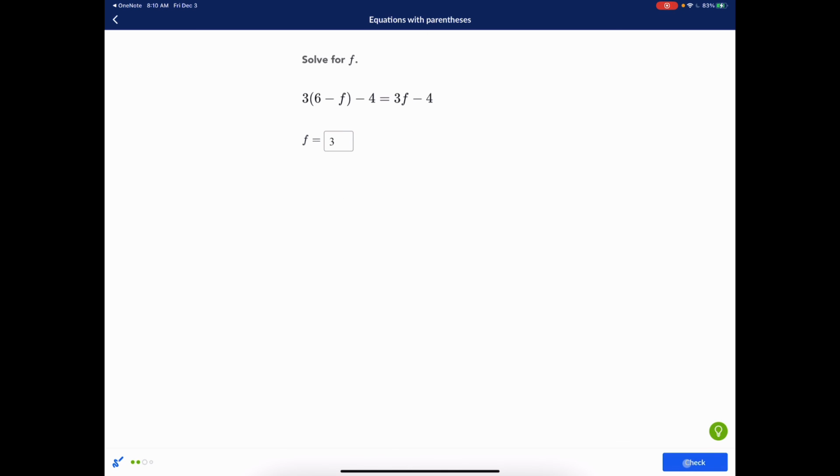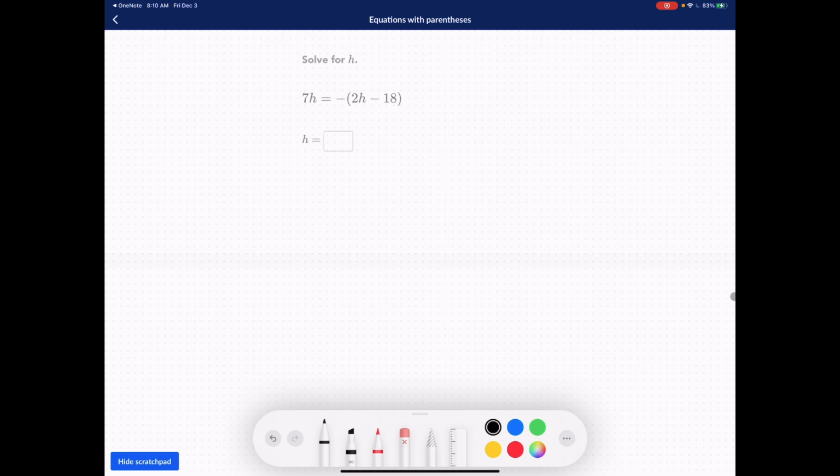Okay. So that's basically it. This is a good one. I do want to talk about this one really quickly. So if there's a negative out there like this, you see a negative sign like that, then it actually just means negative 1 times the parentheses, 2h minus 18. Okay, so I want you guys to write that down in your notebooks right here.